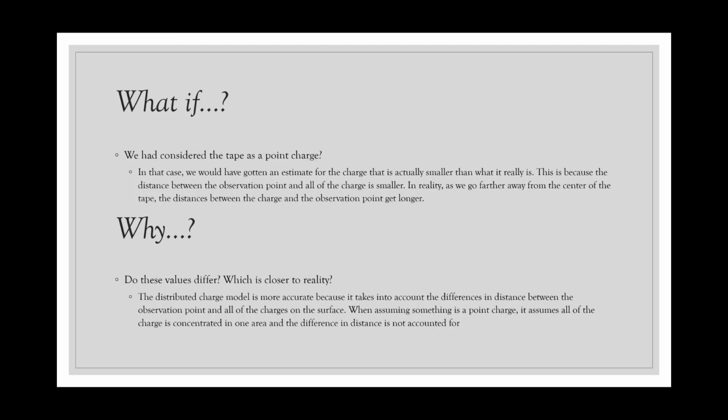The distributed charge model is more accurate because it takes into account the differences in distance between the observation point and all of the charges on the surface. When assuming something is a point charge, it assumes all of the charge is concentrated in one area, and the difference in the distance isn't accounted for.